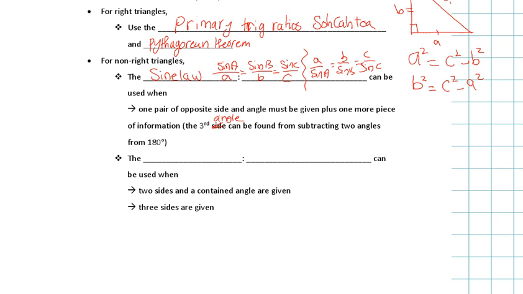What law do you use when you have two sides and a contained angle, or when you have all three sides? Cosine law. I'm going to write the formulas next to the case. So for this one, you're looking for the side, so you're going to use this formula. And there are different versions, but I'm going to write one of them. And then when you have three sides and you're looking for an angle, you're going to use this one.